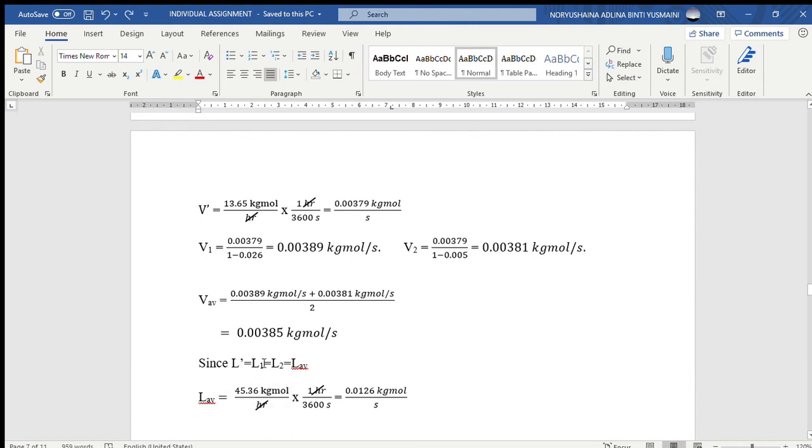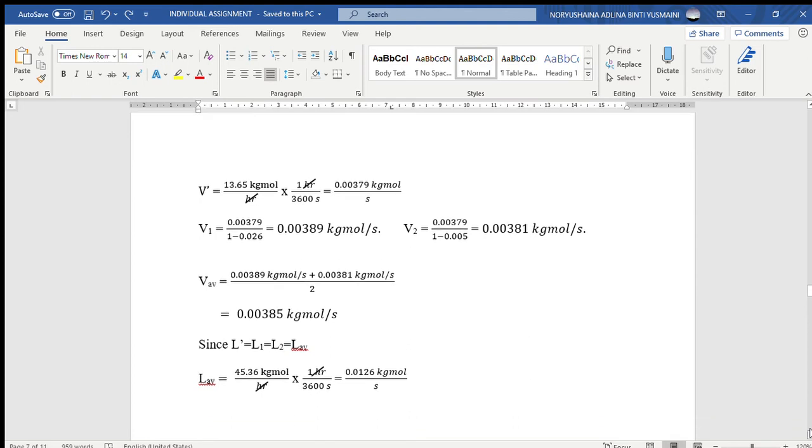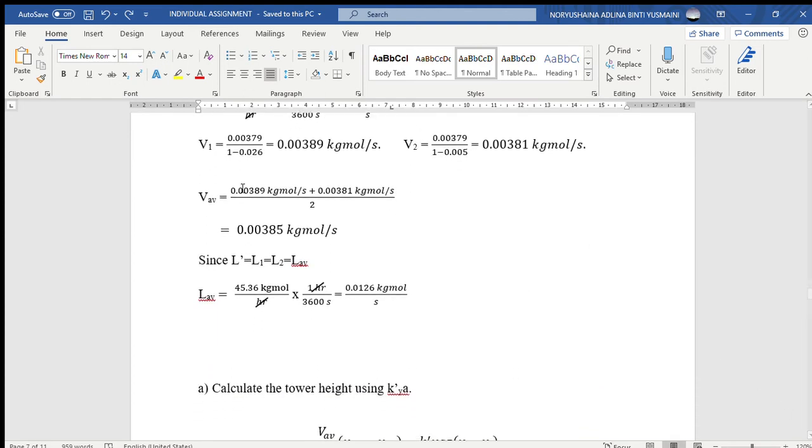So next, since the L is the liquid inlet for the pure water, we can take the value for L1 is equal to L2, as well as equal to L prime and equal to L average. So what I had done is just standardize the unit into kilogram mole per second, and same as finding the V prime value, I divide it with the second, and I finally got the value for L average is 0.0126 kilogram mole per second.